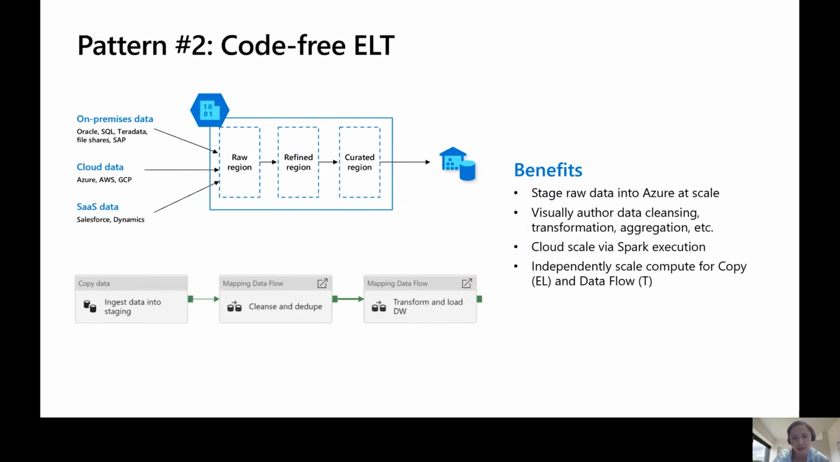The second pattern I want to talk to you about is something called the code tree ETL. So using the copy activity, you can very effectively ingest data from the variety of data sources that ADF supports into the raw staging region in Azure, for example, ADLS Gen 2. And then from there, you can chain the copy activity with one or more mapping data flow activities to further refine the data and then curate the data, cook the data, process the data, and finally load that data into your data warehouse or data mart for BI reporting purposes.